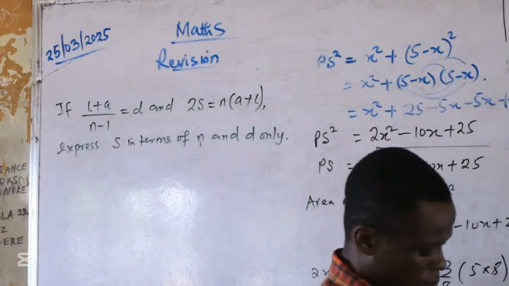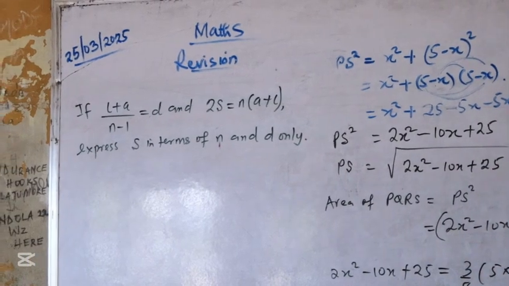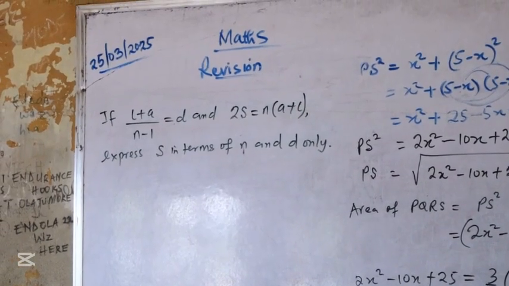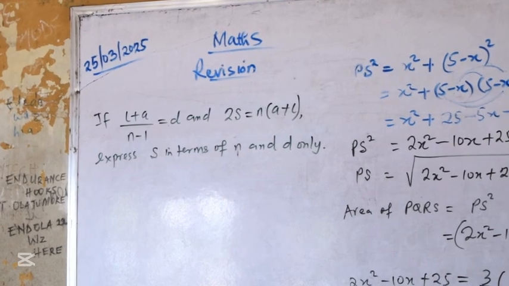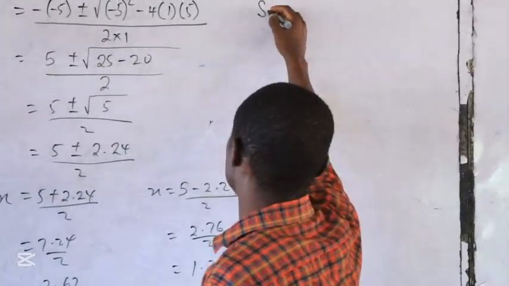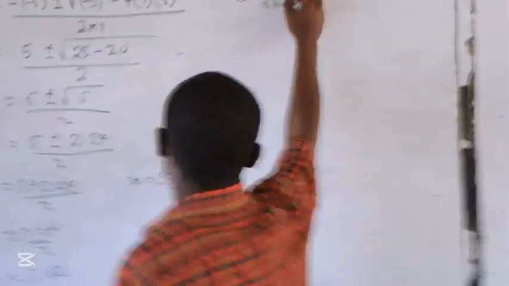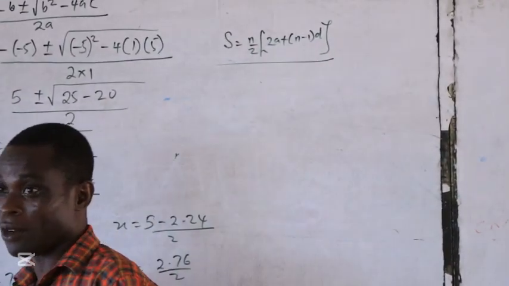In terms of n and d only. Now look at this one. If (L + A)/(n - 1) = d and 2S equals... Look at the second equation. Which formula is that? Sum of AP. You know there is another formula for the sum of AP, when you have S = n/2 into (2A + (n - 1)d). That's why you must know all these formulas offhand.